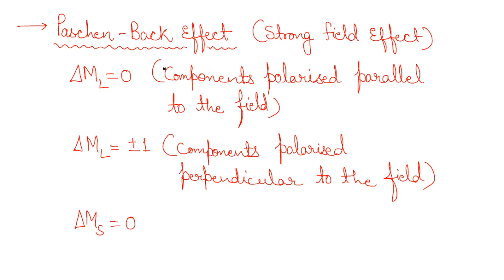Delta ml is equal to 0 will give you the components polarized parallel to the field, while delta ml is equal to plus minus 1 will give you the components polarized perpendicular to the field. And the other condition which needs to be satisfied is delta ms is equal to 0. So you have to check for delta ml and delta ms, both the conditions, when you are going to consider the transition in this case. Okay, that is Paschen-Back effect, or it is also known as the strong field effect.